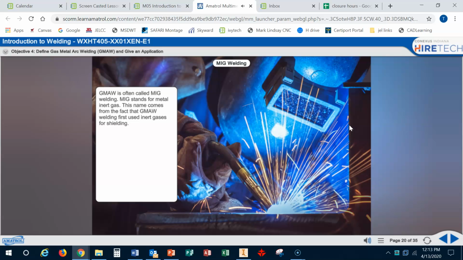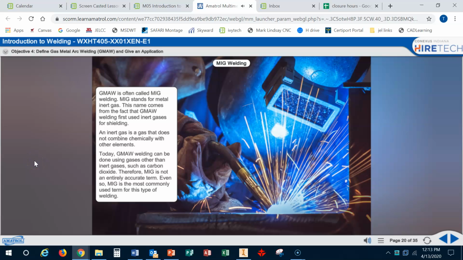GMAW is often called MIG welding. MIG stands for metal inert gas. This name comes from the fact that GMAW welding first used inert gases for shielding. An inert gas is a gas that does not combine chemically with other elements. Today, GMAW welding can be done using gases other than inert gases, such as carbon dioxide. Therefore, MIG is not an entirely accurate term. Even so, MIG is the most commonly used term for this type of welding.